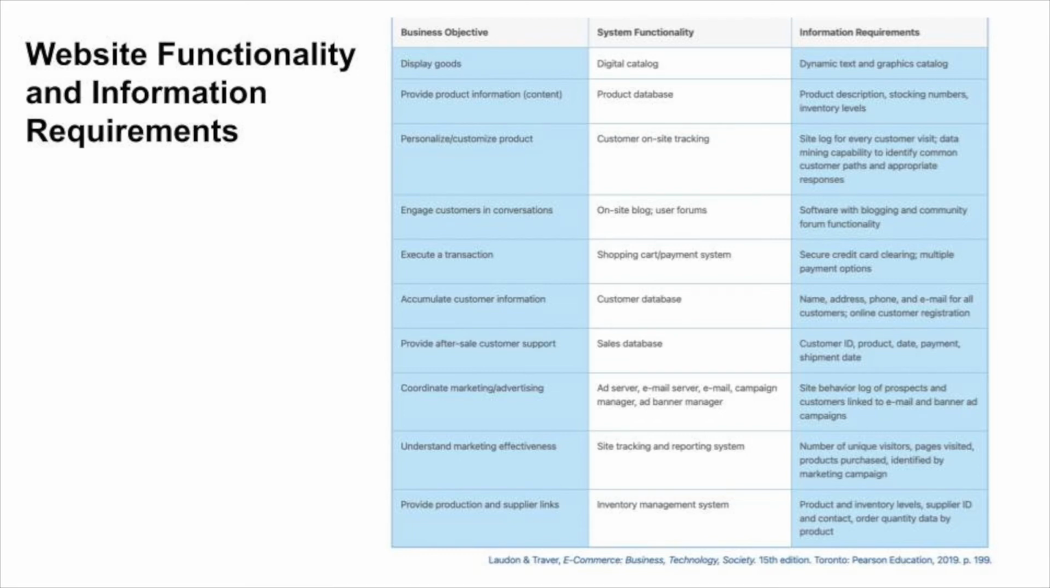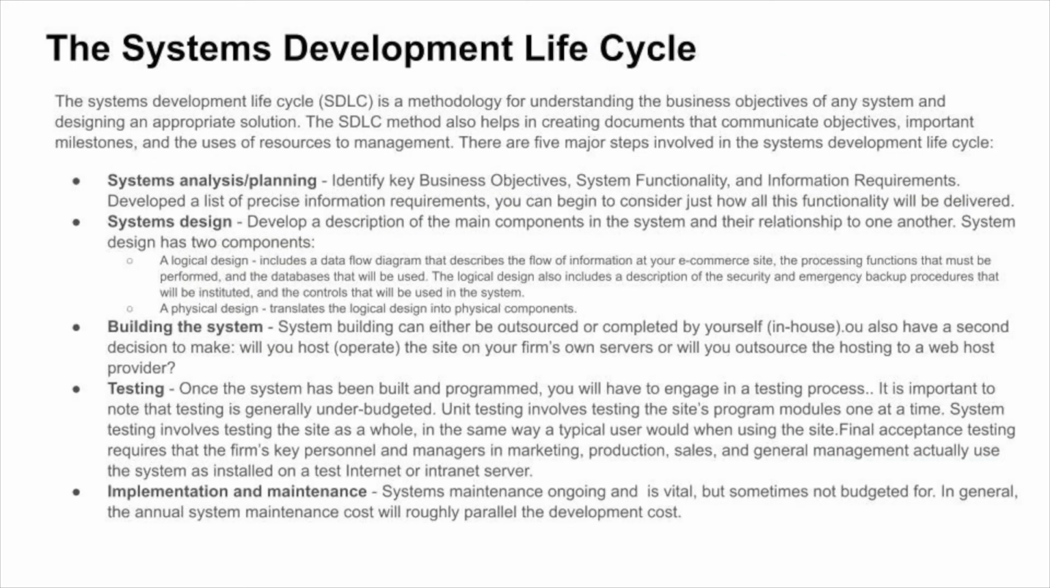We've got to coordinate marketing and advertising. We've got to understand how the marketing should be done effectively. And we've got to provide product and supplier links so that people can get connected. You can imagine that there are ongoing life cycle costs, and these costs have to be considered for every single website. So the system development life cycle is the methodology for understanding the business objectives of any system and designing any appropriate solution for that. This method helps in creating documents and communicating objectives, important milestones, and resource management.